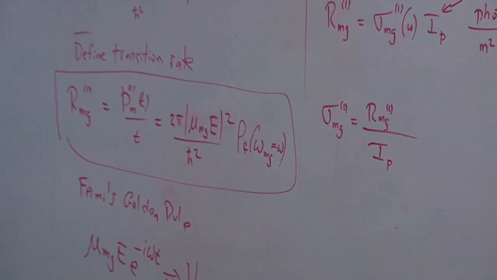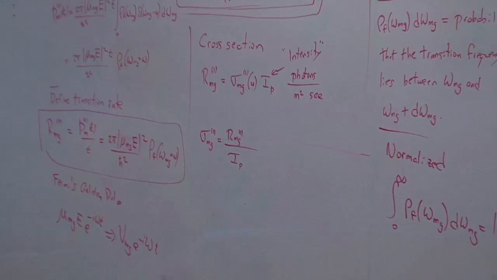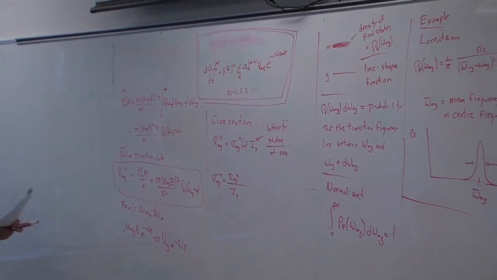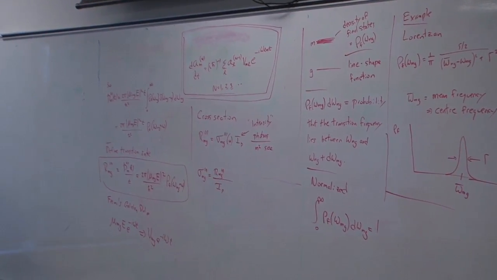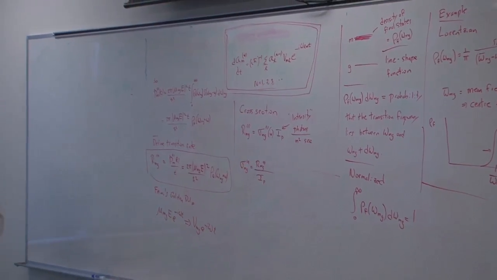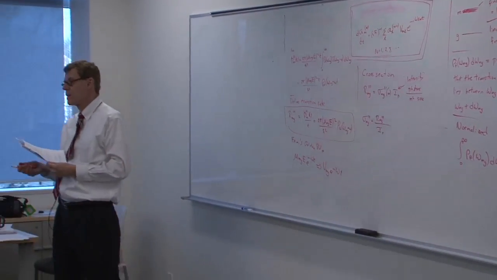Okay, so now we want to turn to 2 photon absorption. So we're going to go to n equals 2. But let me ask if there are any questions about the 1 photon absorption, because then I want to erase. Yeah, question.